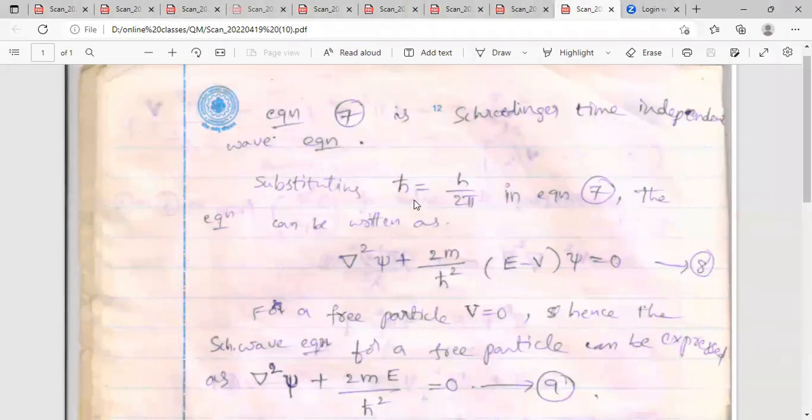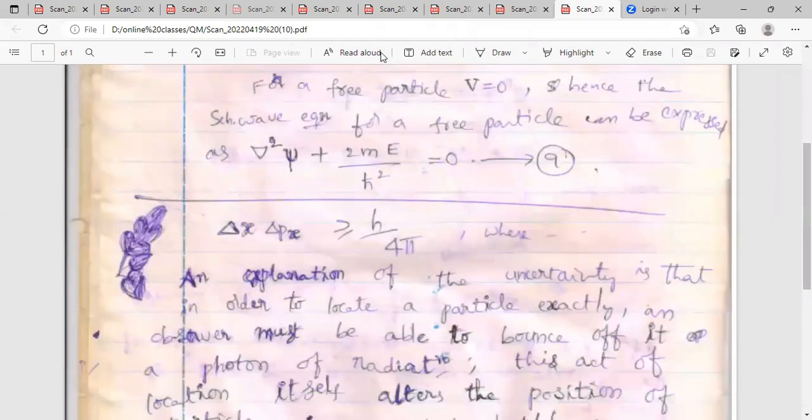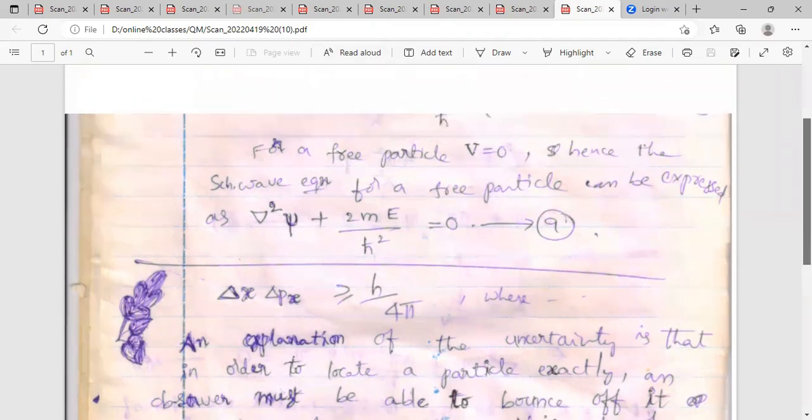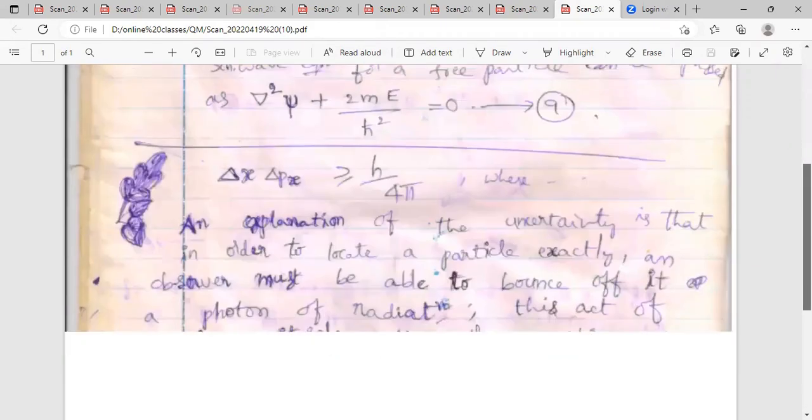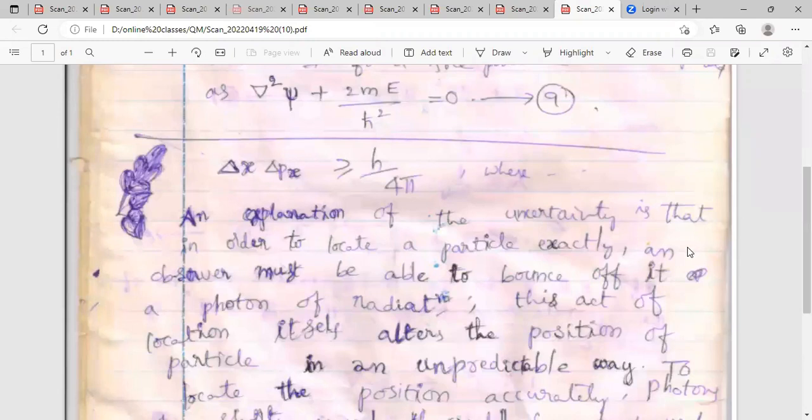So if you substitute h by 2 pi with h bar, then what do you get? Del square psi plus 2m by h bar square into E minus V into psi is equal to 0. For a free particle, V is equal to 0. Hence, the Schrodinger wave equation for a free particle can be expressed as del square psi plus 2mE by h bar square psi is equal to 0. This is called Schrodinger's time independent wave equation.